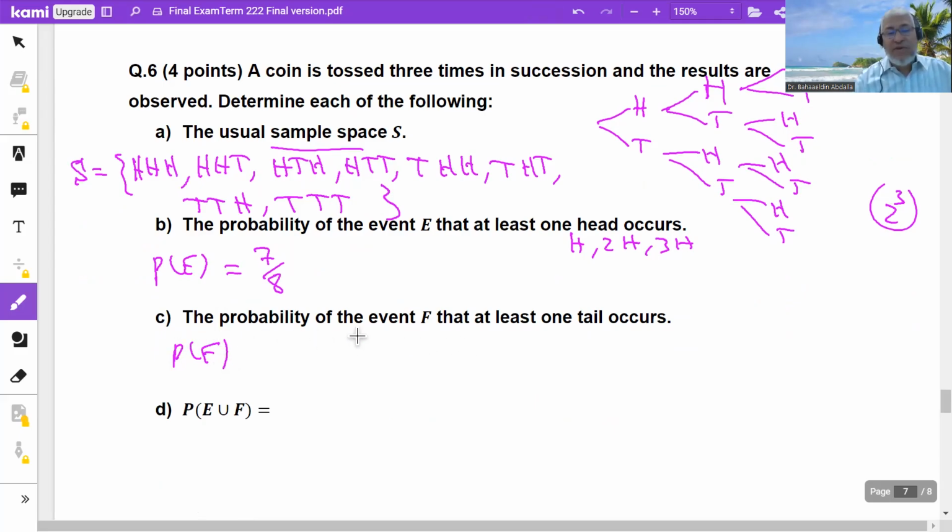Probability of the event F. What is the event F? At least one tail occurs. Again, all of them have 1, 2, or 3 tails, except this one, H. So the probability of F is also 7/8.